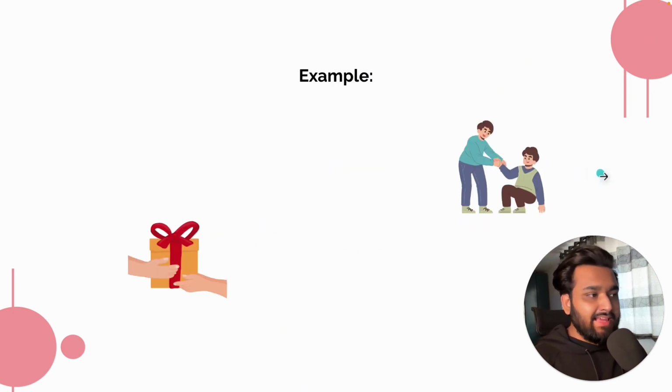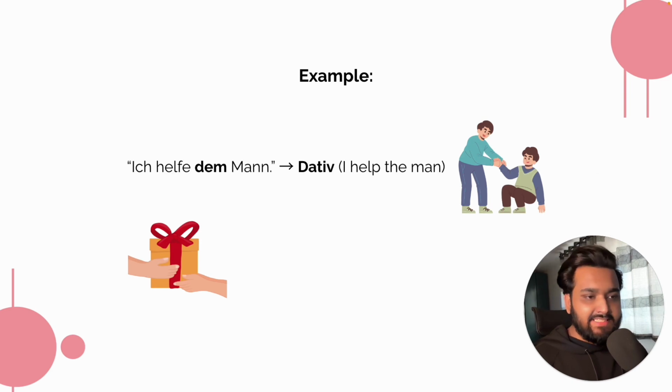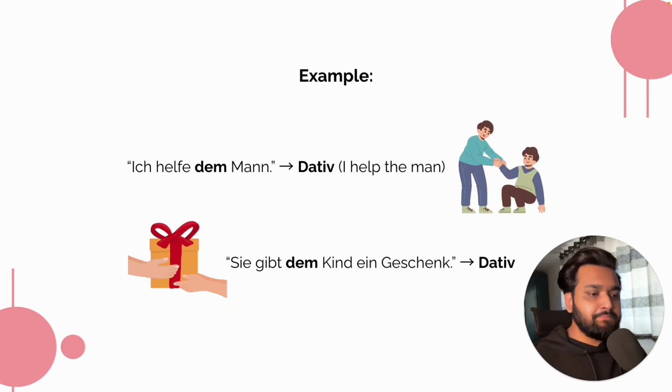Here are some examples. Ich helfe dem Mann. In this case, der transforms into dem and it's dative. I help the man, because helfen is a dative verb. Then we have the next example. Sie gibt dem Kind ein Geschenk. It's also dative because of the verb geben. If you have the verb geben, then der turns into dem, because in dative you turn der to dem.